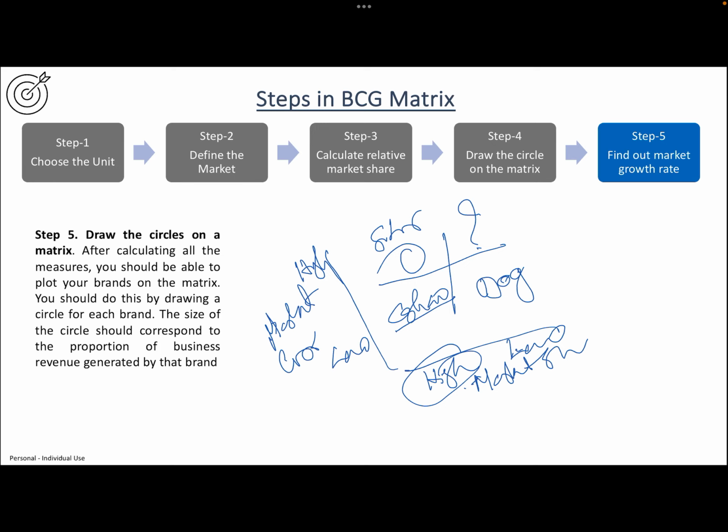What is the strategy for cash cow? For cash cow we have to extract and improve cash flow. That's it. Star we have to hold. Question mark we have to build, and dogs we have to divest. Right? These are the strategies. Remember, in simple terms, this is all about the BCG matrix.